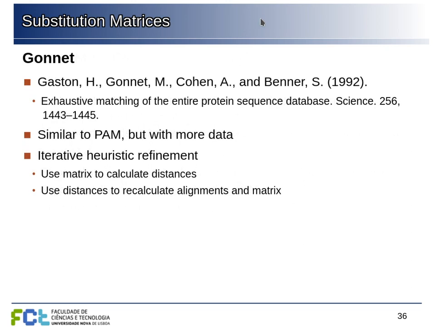But there are more modern variations. The Gonnet matrices are similar to PAM, but use more data and have an iterative refinement. As you can see, in order to compute these matrices we need to have the alignments so that we can count the mutations, but for the alignments we need the matrices. So with Gonnet, they did this iteratively. They used the matrix for computing the distances between the sequences and recalculating the alignments, and then used the alignments to recalculate the matrix, and did that until the values converged, so they got a fixed result.